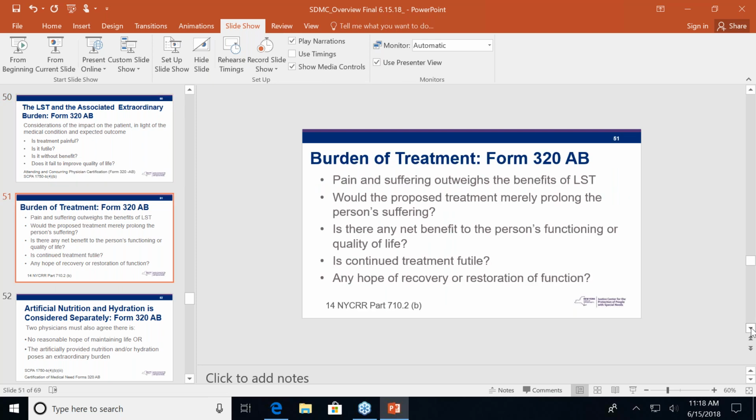Okay, so your testimony would be in terms of, would the pain and suffering outweigh the benefit of continuing the life-sustaining treatment? Would the treatment keep this person alive but merely prolong their suffering? And is it futile, any hope of recovery or restoration of function?